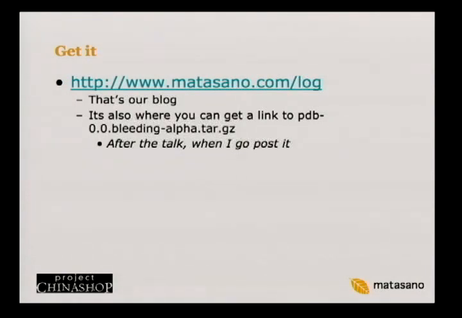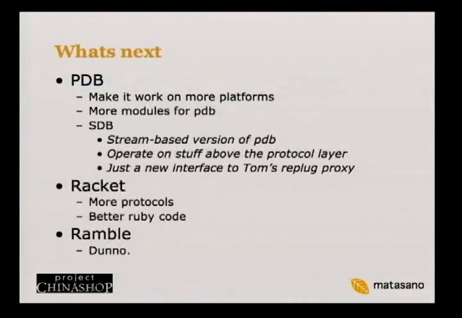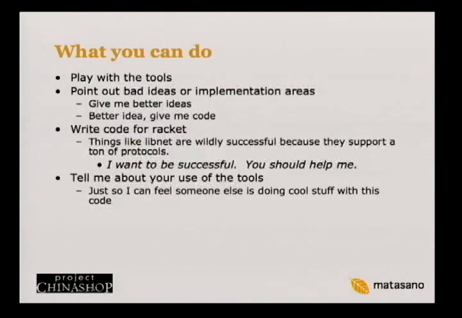My code is totally broken right now because I thought I could get everything rehashed, but no. One other thing I'm going to do: Tom's got this little black bag toolkit, which he probably mentioned in his talk. There's going to be a PDB style interface to one of his tools there, so you can have a debugger for streams-based stuff, which I think is also really cool. Racket's going to have more protocols and better Ruby code. And Ramble, I have no idea what we do with, but we'll probably do stuff.